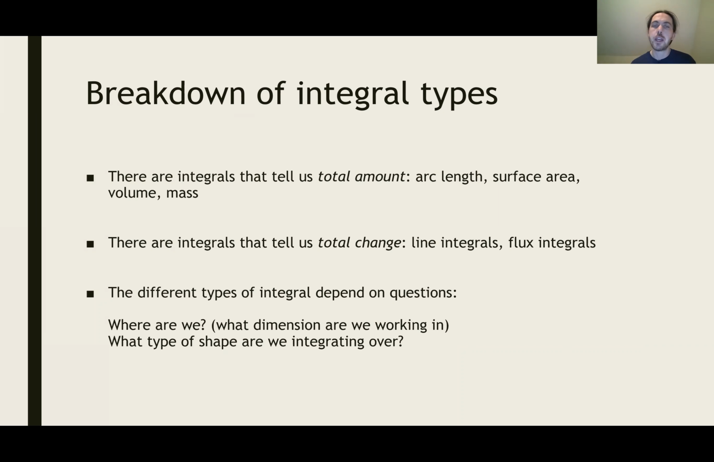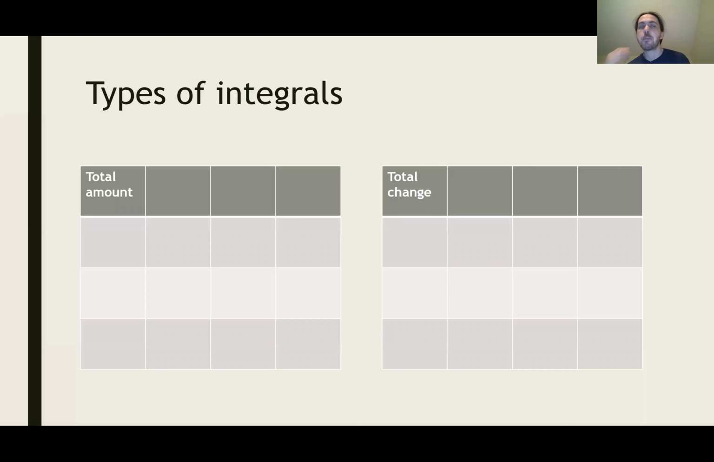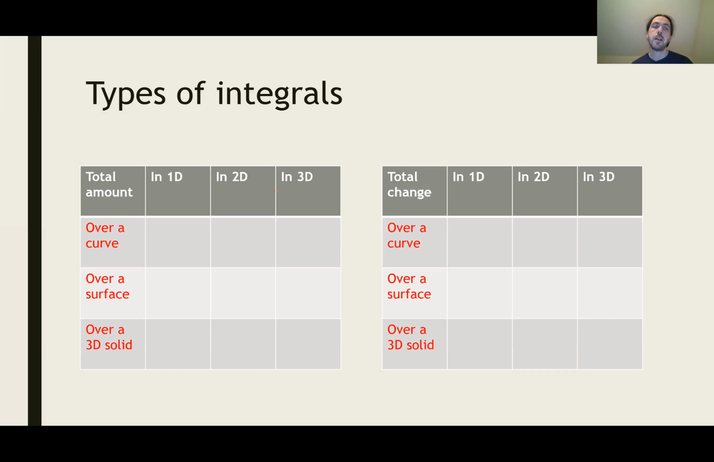And the type of integral we get is going to depend on a question about what ambient dimension we're working in and what type of shape we're integrating over. So let's write up a couple of tables. First of all, we can break down all the integrals we've got into integrating with respect to total amount or total change. And we've got a dimension we're working in. We could be working in classical single variable calculus in one dimension, or we could be doing stuff in 2D or 3D. And we could be integrating over a curve or over a surface or over a solid in 3D.